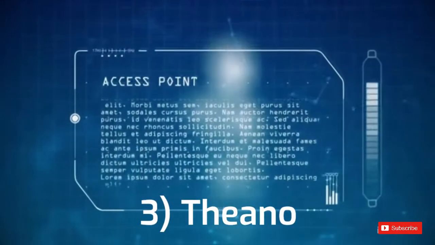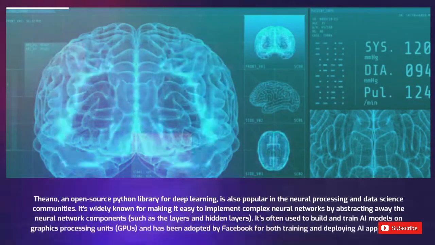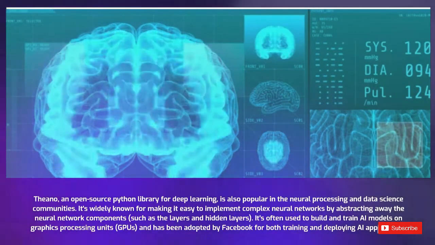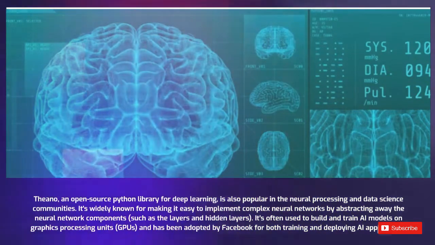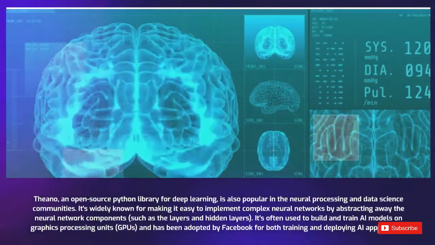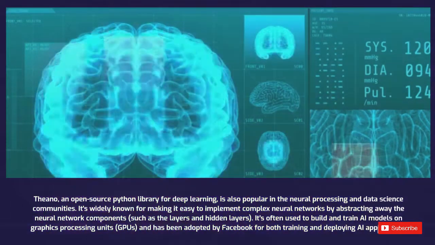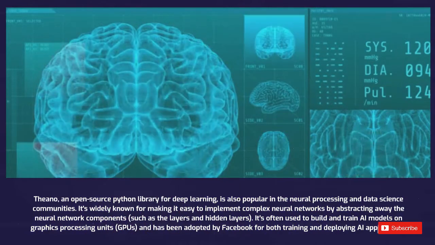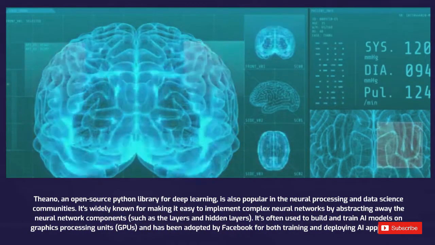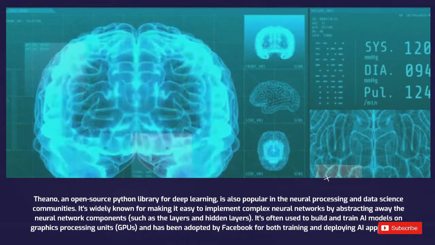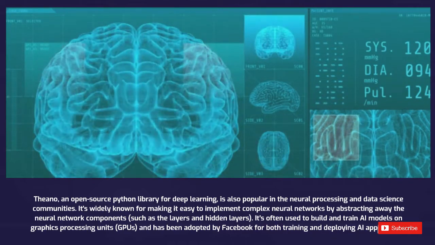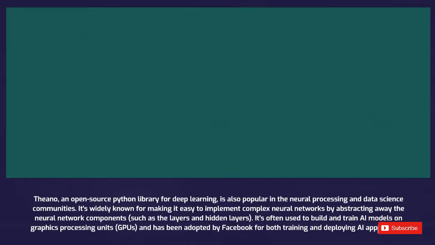3. Theno. Theno, an open-source Python library for deep learning, is also popular in the neural processing and data science communities. It's widely known for making it easy to implement complex neural networks by abstracting away the neural network components, such as the layers and hidden layers. It's often used to build and train AI models on graphics processing units, GPUs, and has been adopted by Facebook for both training and deploying AI applications.